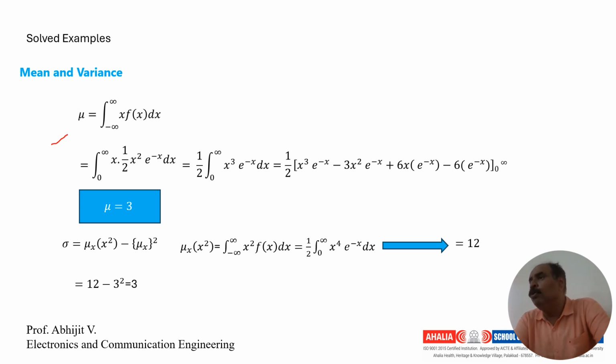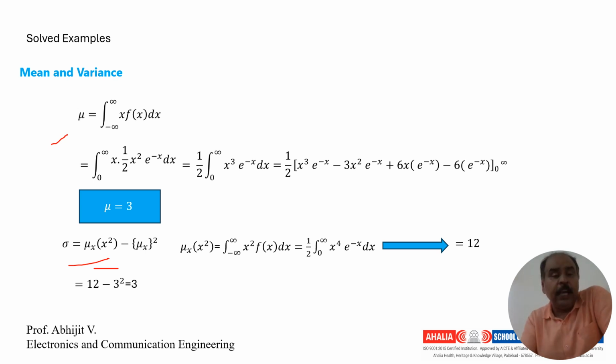What is mu? Mean is defined as x fx. Variance is mu of x square minus mu square, mu x the whole square. Mean of a probability distribution function is defined as minus infinity to infinity x fx dx. Substitute the values of fx. You will get the value mu.